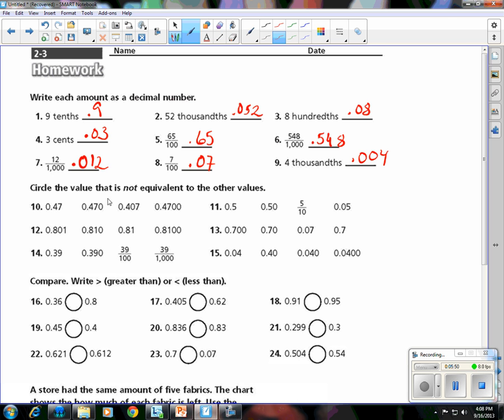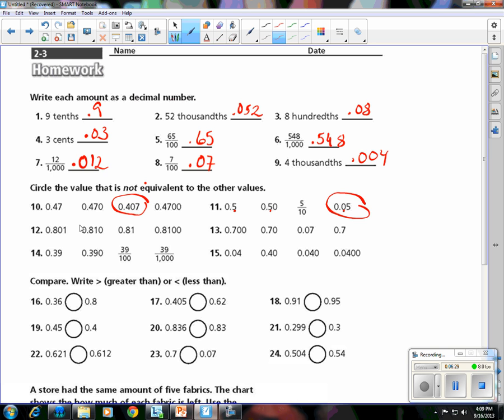Okay, we're going to circle the value that's not equivalent to the other values. So let's look at 10. 47 hundredths, 47 hundredths, 407 thousandths, 47 hundredths. Well, it's this one, right? It doesn't look the same. So another way to compare those is look, 5 tenths, right? 5 tenths, that says the same thing. So I'm comparing. This one says 5 tenths, right? When as a fraction. Oh, look at this one. This one has a 0 in the tenths. This one is not like the others. One of these things is not like the others, right?